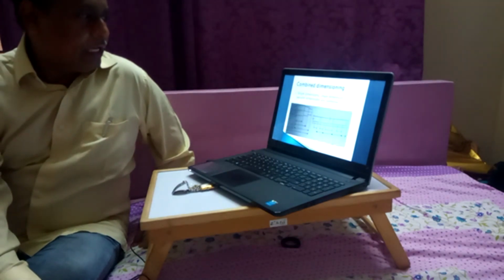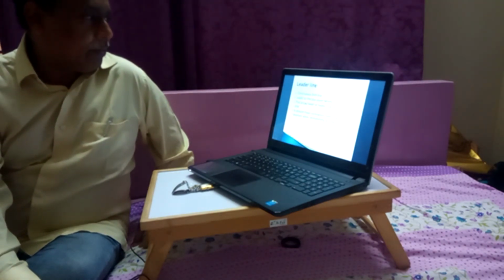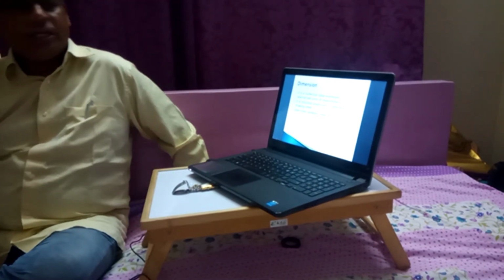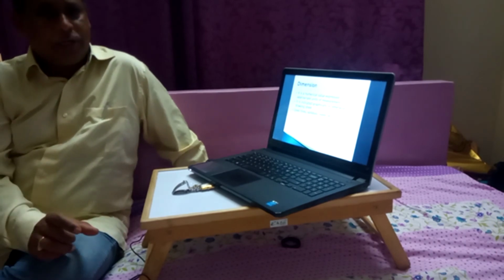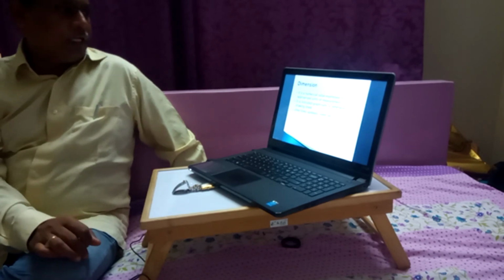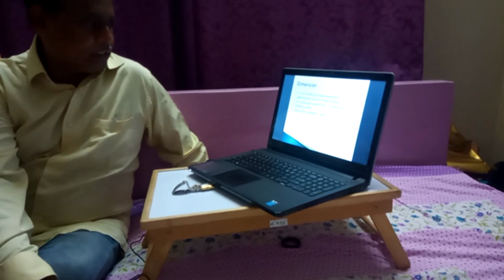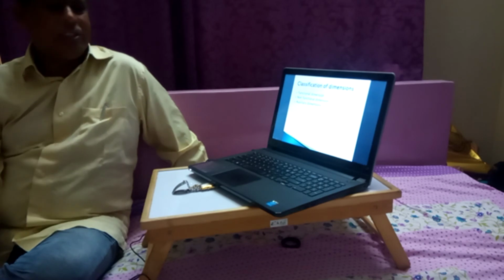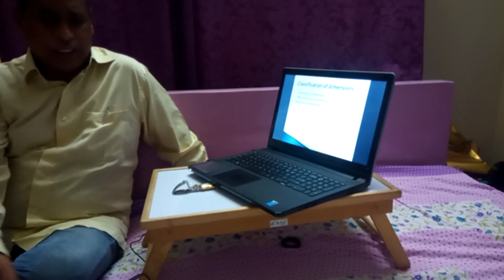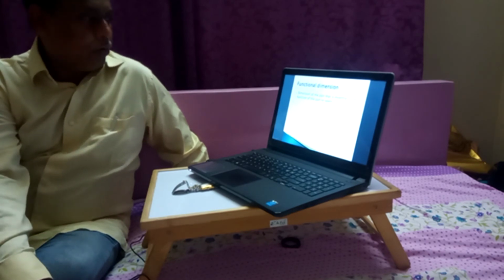So again, let us have a small recap about the dimensioning. So we define a dimension as a numerical value expressed in appropriate units to measure the object. So it is indicated graphically or otherwise. Classification of dimensions: dimensions may be functional, non-functional or auxiliary depending upon how important they are.